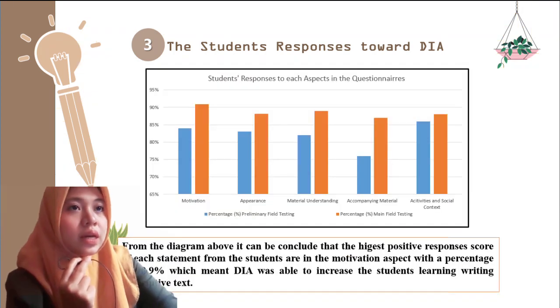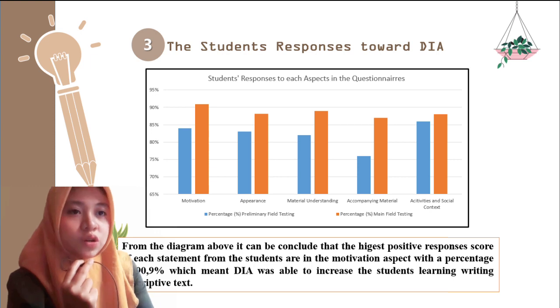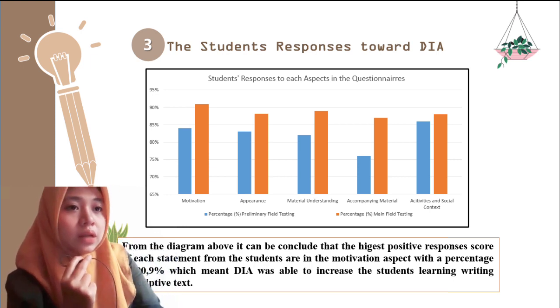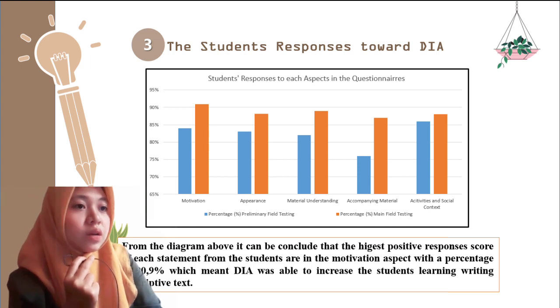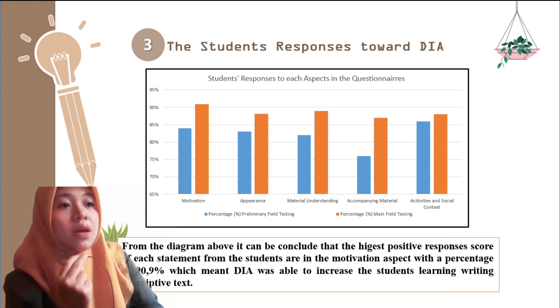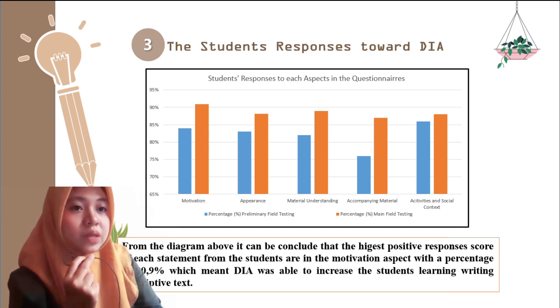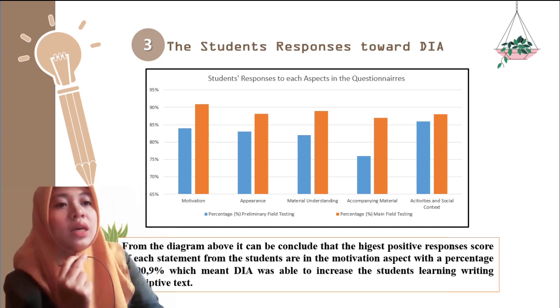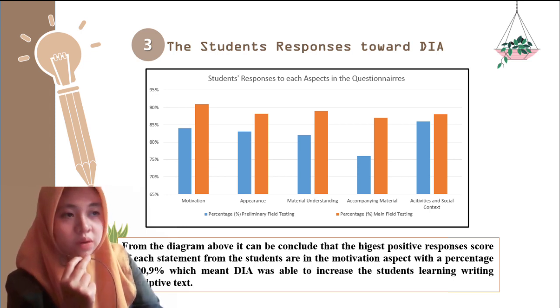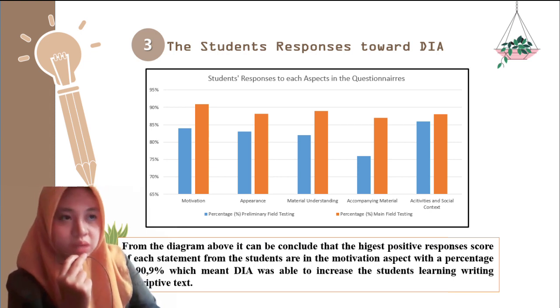And the next is the student responses toward DIA for each aspect in the questionnaires. So here is the diagram we can see on the screen. From the diagram above, it can be concluded that the highest positive response score to each statement from the students is in the motivation aspect, with a percentage of 90.9%, which means DIA was able to increase the students' motivation in learning writing descriptive text.